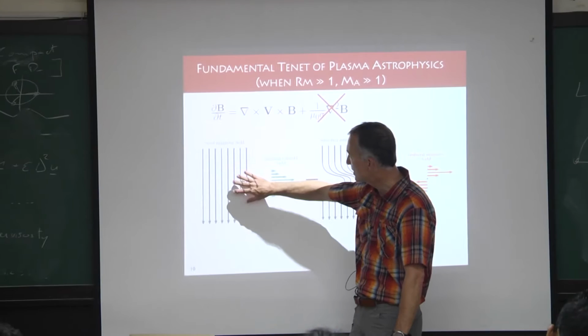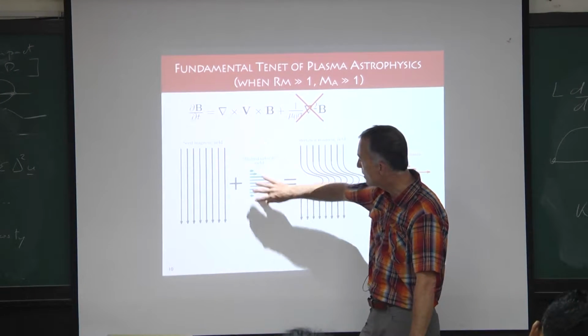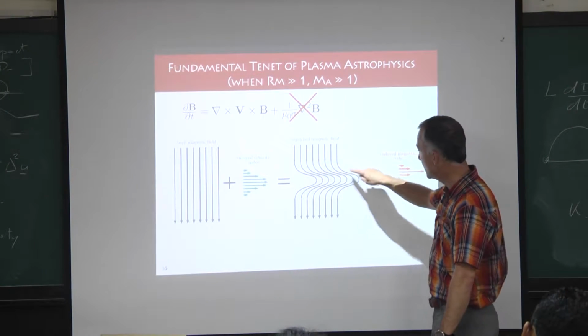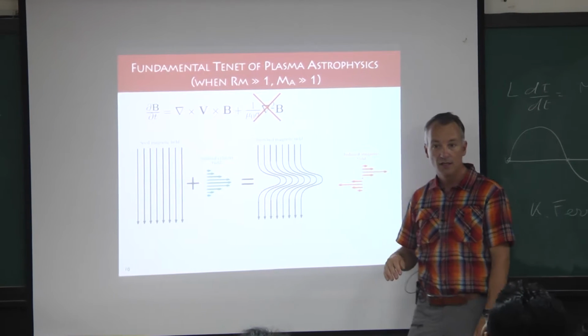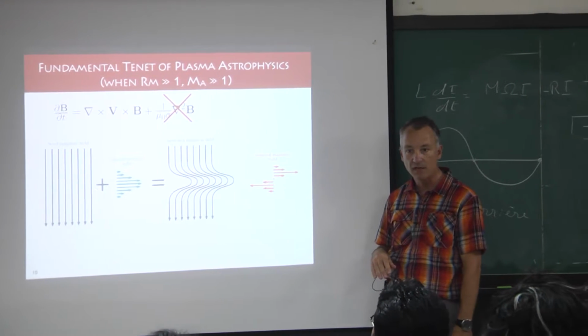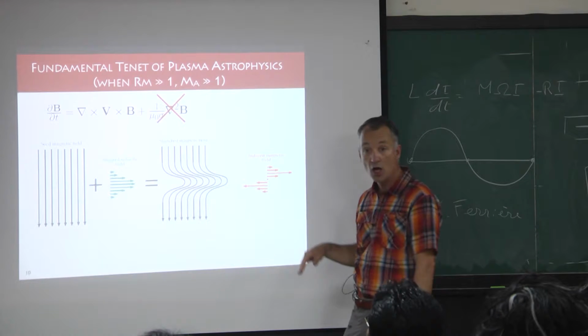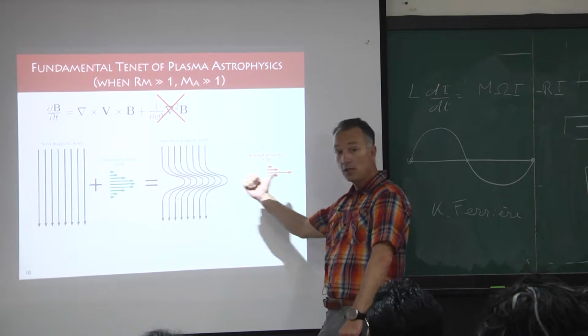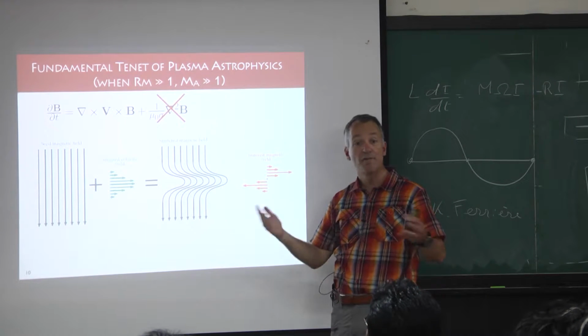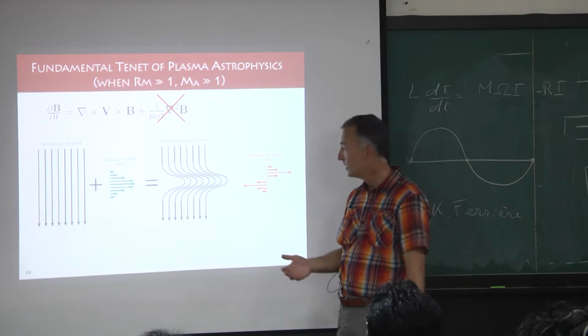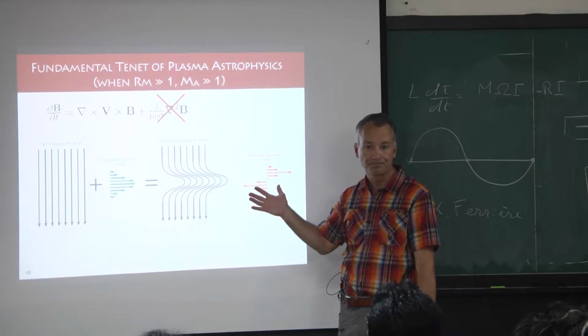And so what happens is when you take a seed field and act on it with some sheared velocity, the magnetic field gets stretched out into this type of configuration. And if you let it go for a long time, the magnetic field in this direction can become very, very big. What stops it from growing?